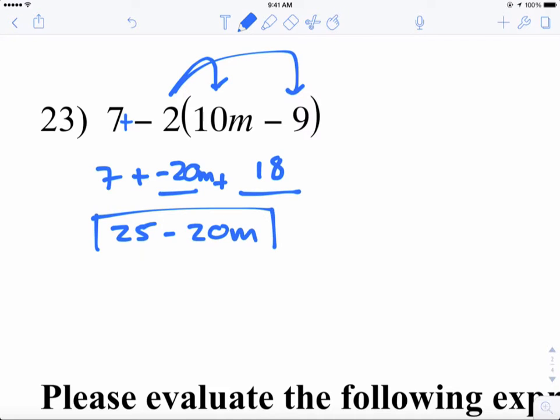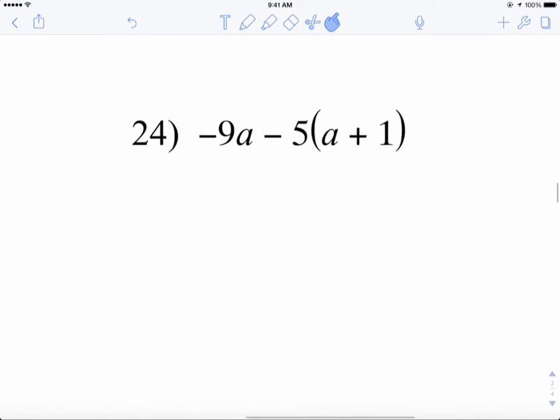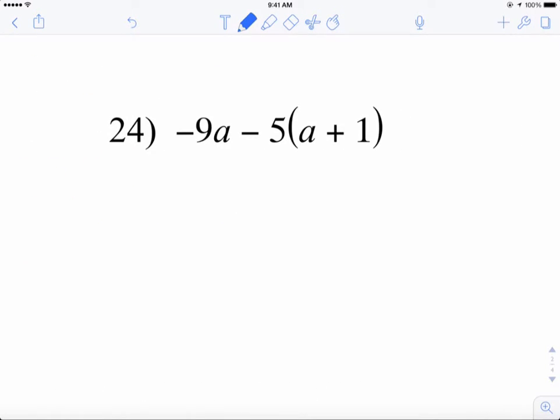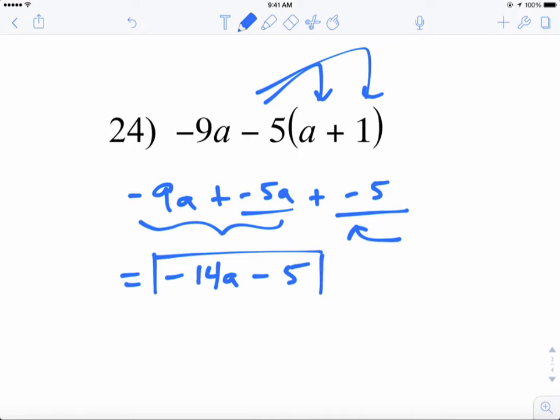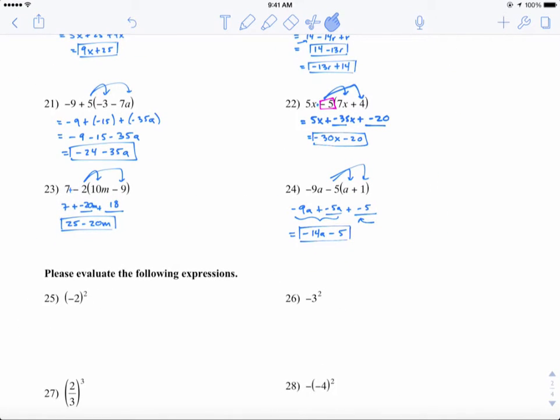All right. One more for the distributive property. Similar idea. So I've got negative 9a plus something else. Negative 5 times a is negative 5a. Negative 5 times 1 is negative 5. So our final expression should be negative 14 times a minus 5, right? In our last line, we no longer will write plus negative 5. We're trying to give our reader something super clean, super succinct, super easy to work with. All right, so that was the distributive property.